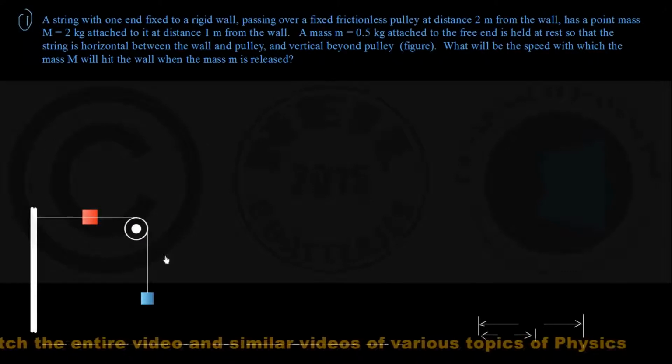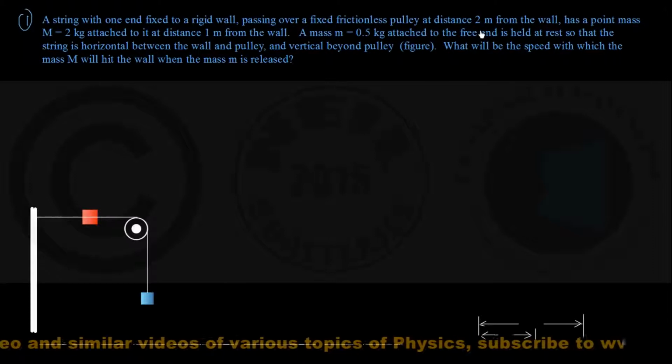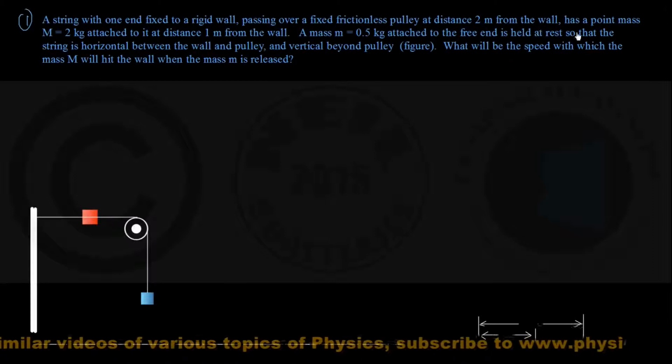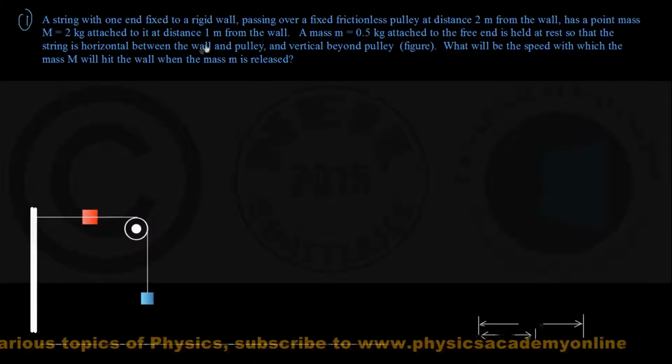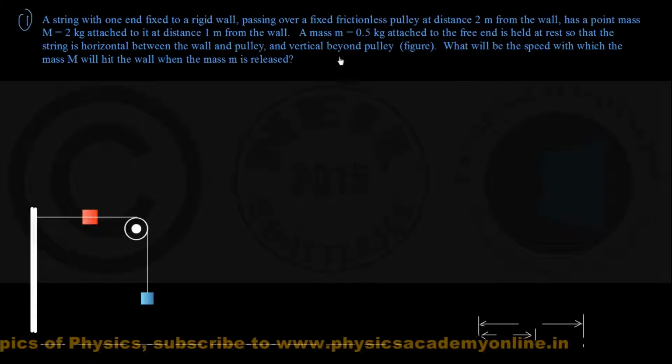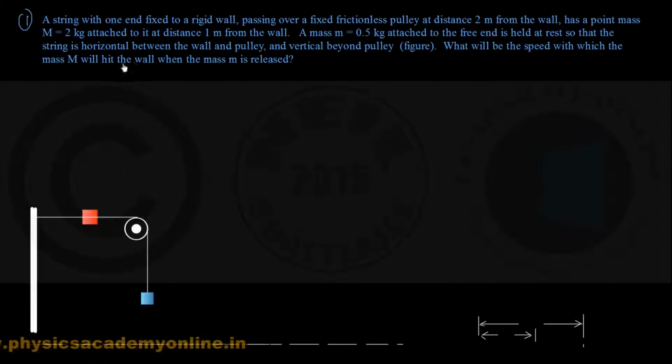That is telling us a string with one end fixed to a rigid wall, passing over a fixed frictionless pulley at a distance 2 meters from the wall, has a point mass capital M equal to 2 kg attached to it at a distance 1 meter from the wall. Another mass small m equal to 0.5 kg attached to the free end is held at rest so that the string is horizontal between the wall and the pulley and vertical beyond the pulley. We shall introduce the figure shortly.